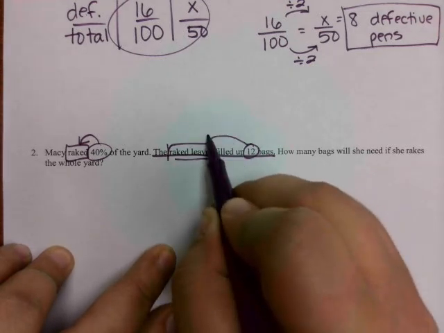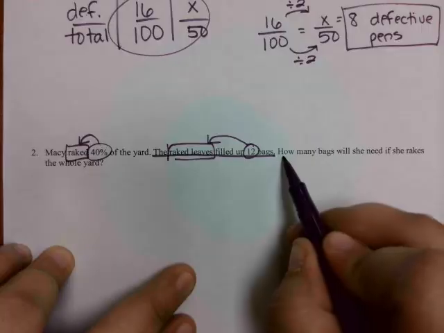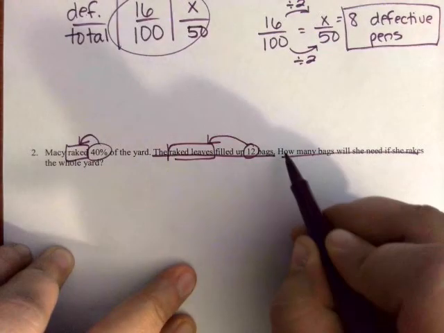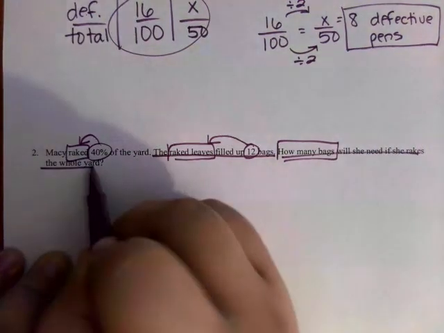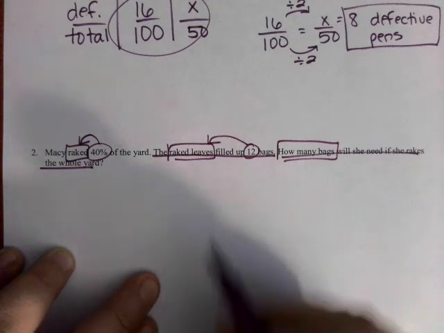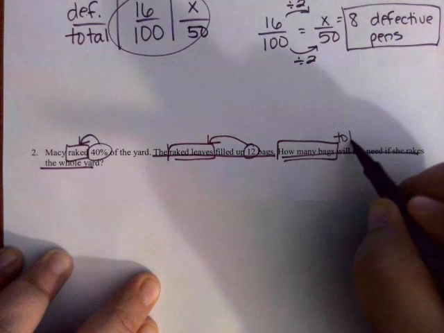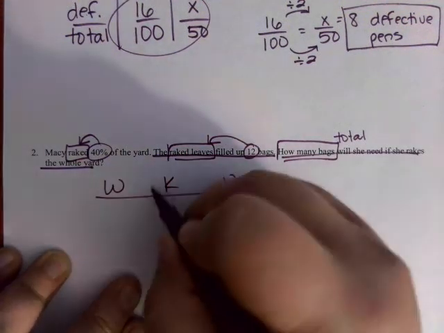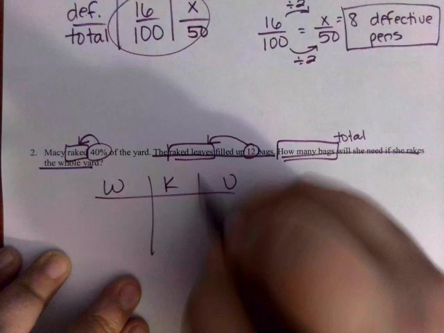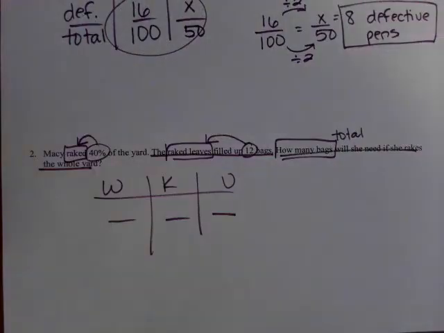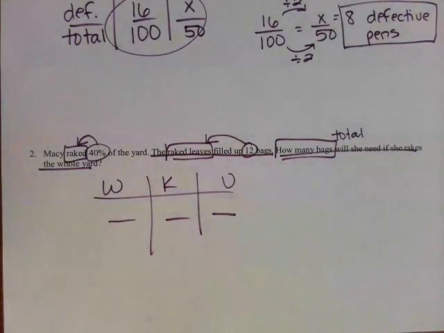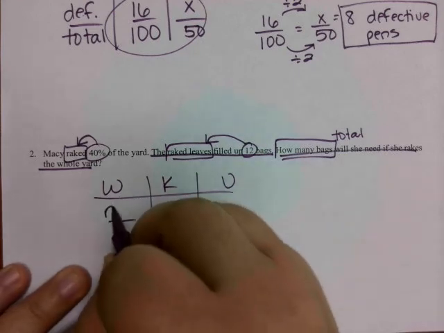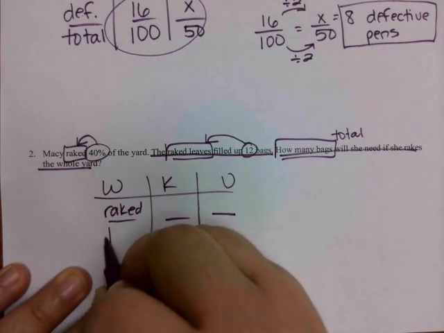So again, this is also representing the ones that were raked. And the question is, how many bags will she need if she rakes the whole yard? So we want how many bags she'll need total. WKU, just like we do for every problem. So that is just the same. And then my word ratio, we're talking about leaves that were raked and total leaves. So I'm going to put raked and I'm going to put total.